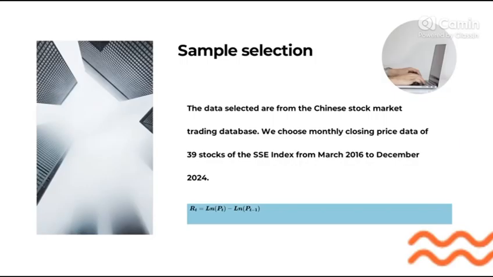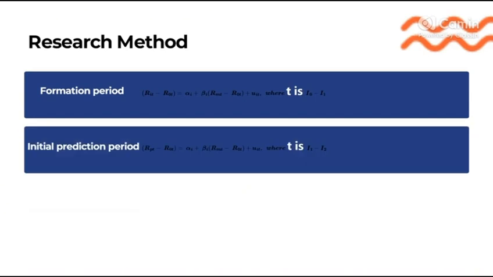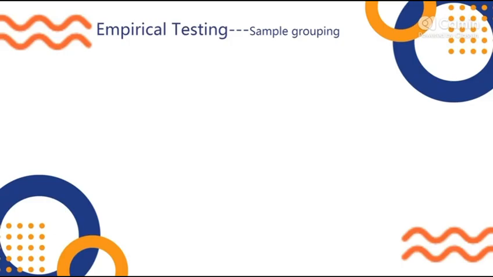The risk-free rate is selected as the monthly data of China's one-year Treasury bond yield from March 2016 to December 2024. This paper uses the BJS method for time series regression and the Fama-MacBeth method for cross-sectional regression, assuming the CAPM conditions where unsystematic risk is fully diversified. The observation period is divided into 3 phases. 1. Formation period. 2. Initial period. 3. Test period.